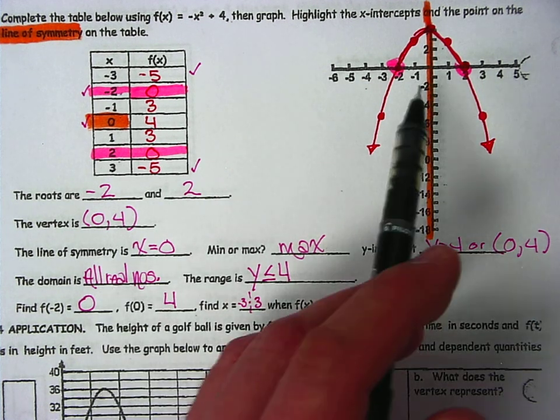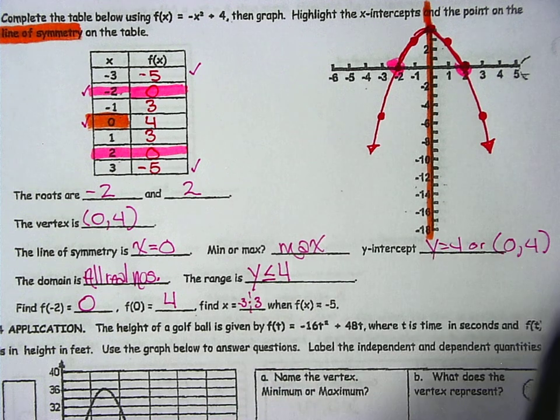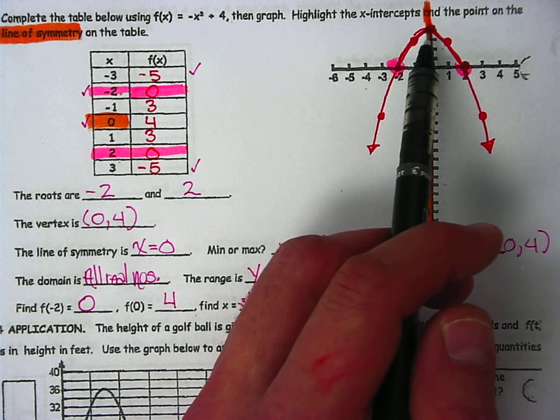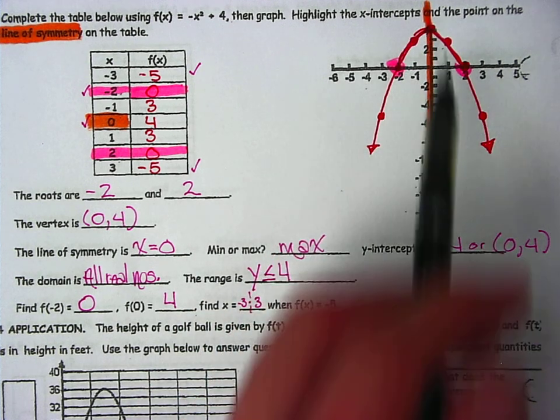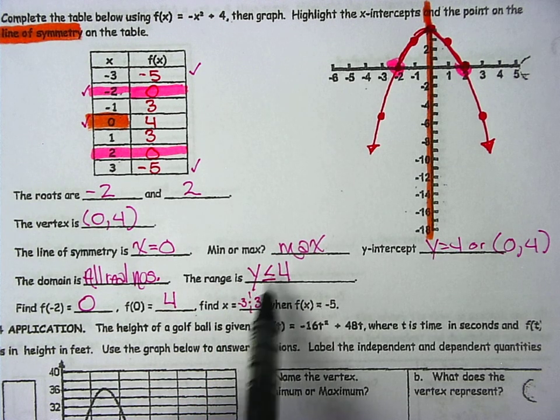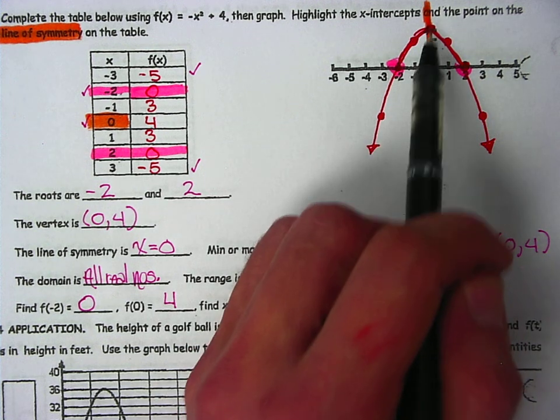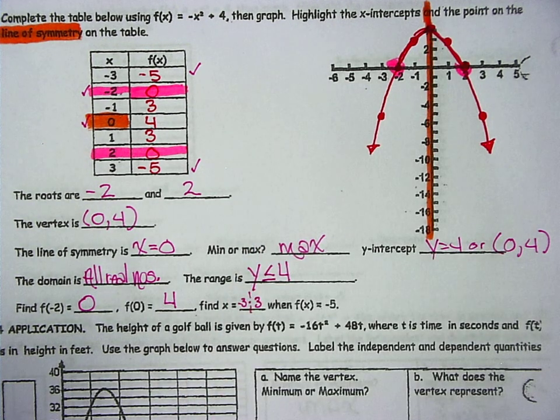The domain, because this graph goes infinitely left and right, stretches forever, it's all real numbers. And the range in this case is everything from 4 below, including 4. So y less than or equal to +4. Everything from +4 on down infinitely, basically. Or all real numbers less than or equal to 4 is another way it could be phrased.